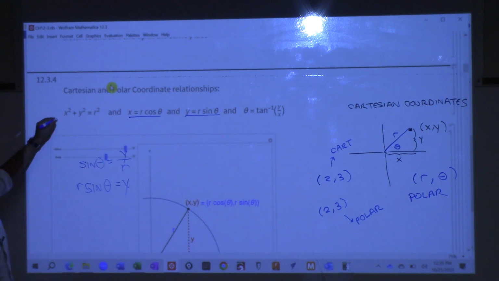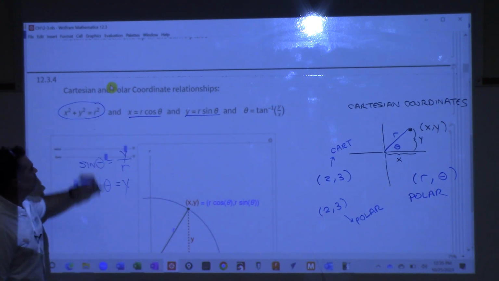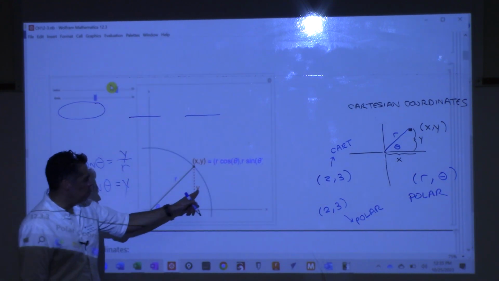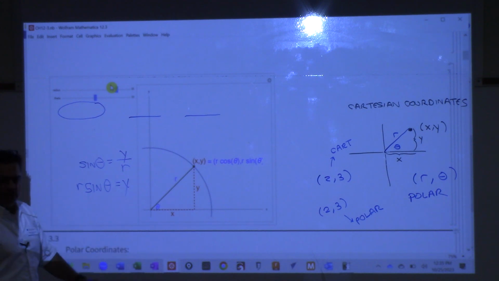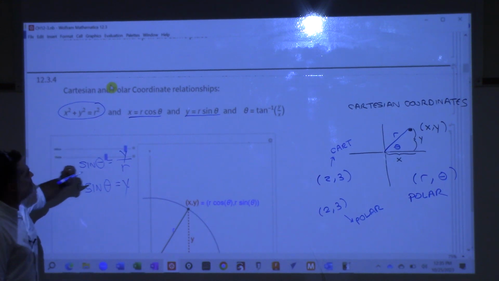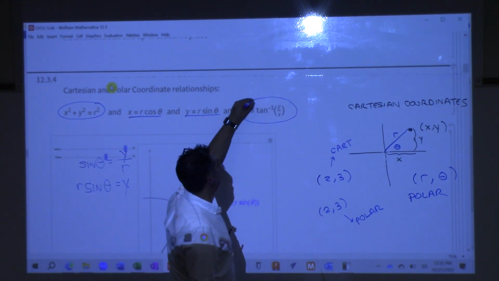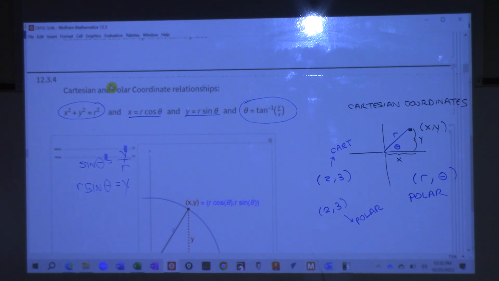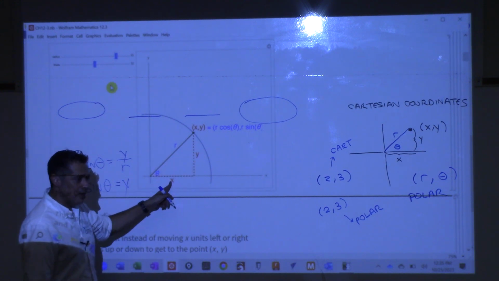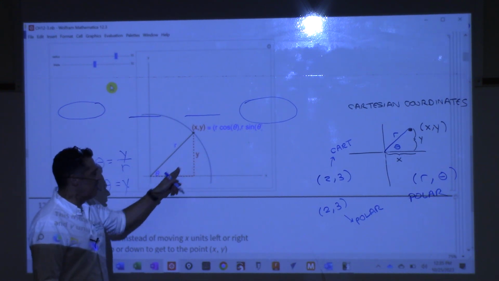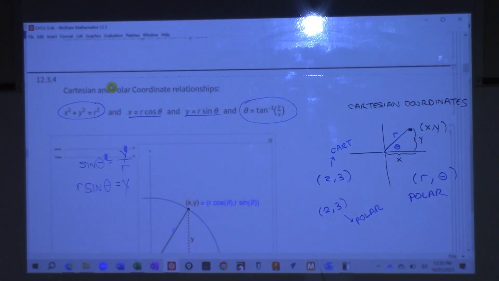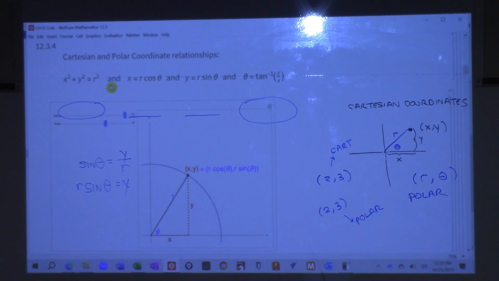We also have this relationship, x squared plus y squared equals r squared. Where does that come from? Let me bring this back here. Yes, x squared plus y squared equals r squared. It's the Pythagorean theorem from the right triangle. And then this last one, theta is always the inverse tangent of y over x. That again comes from the right triangle. If I want to know what theta is and I know what y and x are, I just take the inverse tangent, since tangent is y over x. Okay, so those are what we call the Cartesian and polar coordinate relationships.